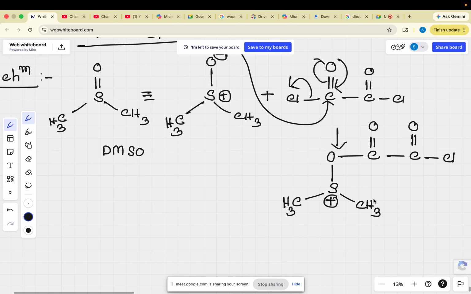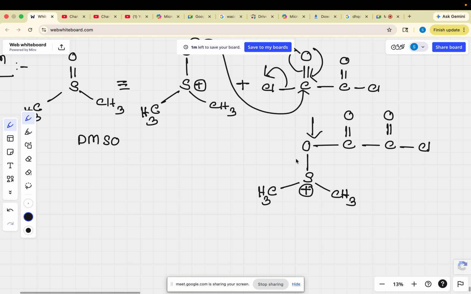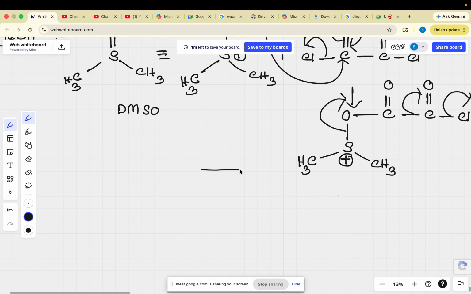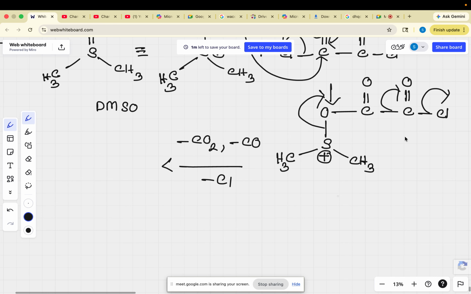Okay, now the next thing is what? So see, you are getting this. Now this oxygen sulfur bond will break from here. So basically what gas is releasing from here? CO2. This is your carbon dioxide. So CO2 is releasing from here, carbon monoxide is releasing from here, and also chloride is leaving from here. So write down here minus CO2, minus CO, and minus Cl. Carbon dioxide and carbon monoxide are leaving from here and chloride is leaving.